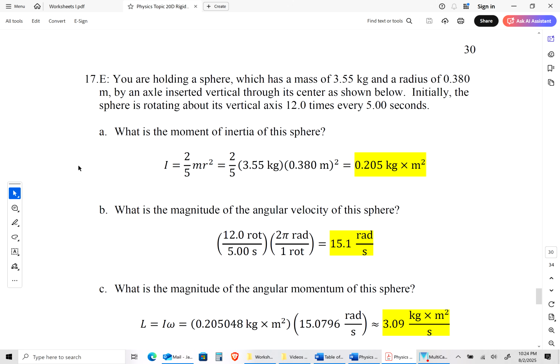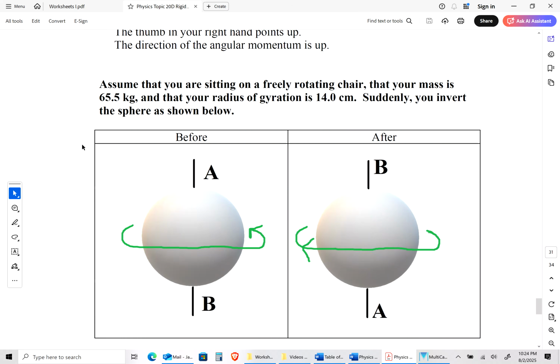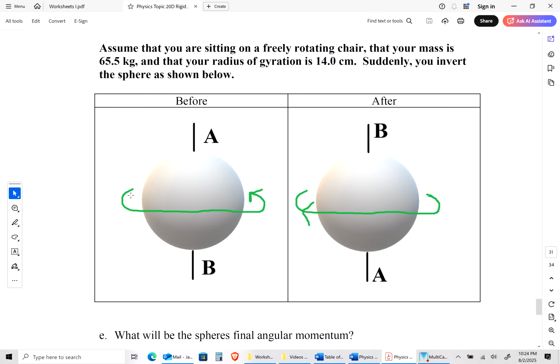Question 17. You are holding a sphere which has a mass of 3.55 kilograms and a radius of 0.380 meters by an axle inserted vertically through the center as shown below. Initially the sphere is rotating about its vertical axis 12 times every 5 seconds. So let me show you where it's the figure. It's this. Look at the before image. It's rotating.